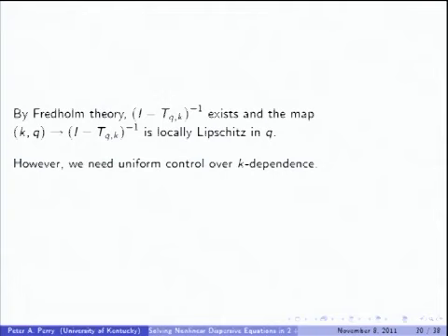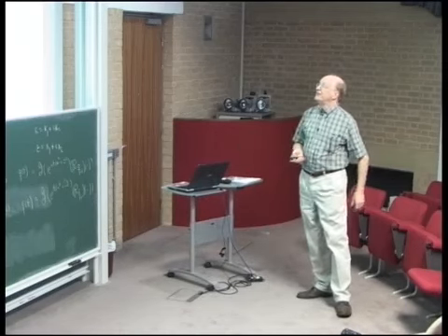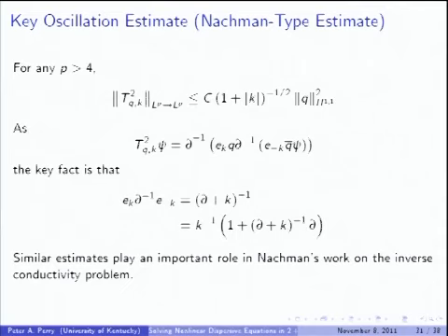Okay, so then by Fredholm theory, we have a compact operator. We know that identity minus the operator has trivial kernel. And we therefore know, in fact, by some standard stuff with the second resolvent formula, that this map is locally Lipschitz. But that's not good enough, because we have solutions that depend parametrically on k, and we want to control large k behavior. And this is where the first key estimate comes in, this Nachman type estimate from Nachman's work on the inverse conductivity problem. And that's really the following estimate.